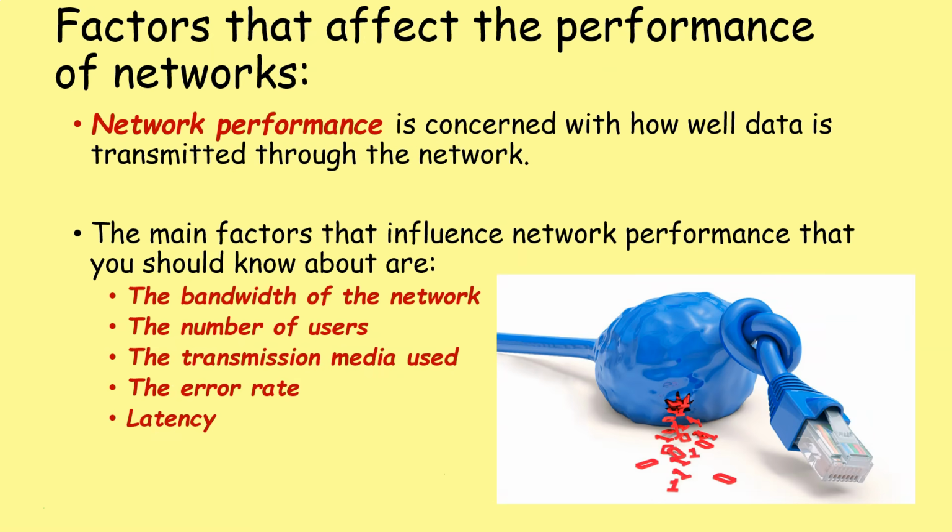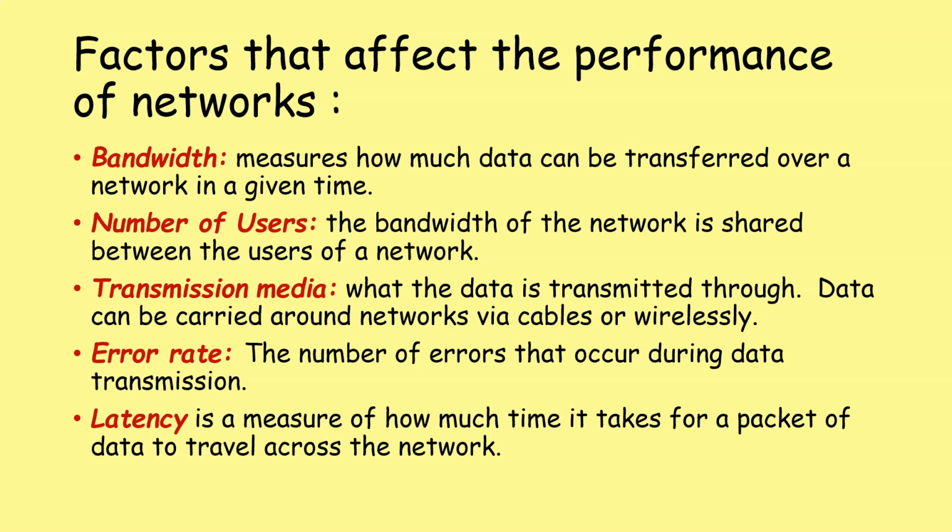The next topic is factors that affect the performance of networks. So network performance is concerned with how well data is transmitted through the network. The main factors that influence network performance that we need to know about are bandwidth, number of users, the type of transmission media used, the error rate, and latency. Bandwidth measures how much data can be transferred over a network in a given time. Number of users. The bandwidth of the network is shared between the users of a network. Transmission media. What the data is transmitted through. Data can be carried around networks via cables or wirelessly. Error rate.